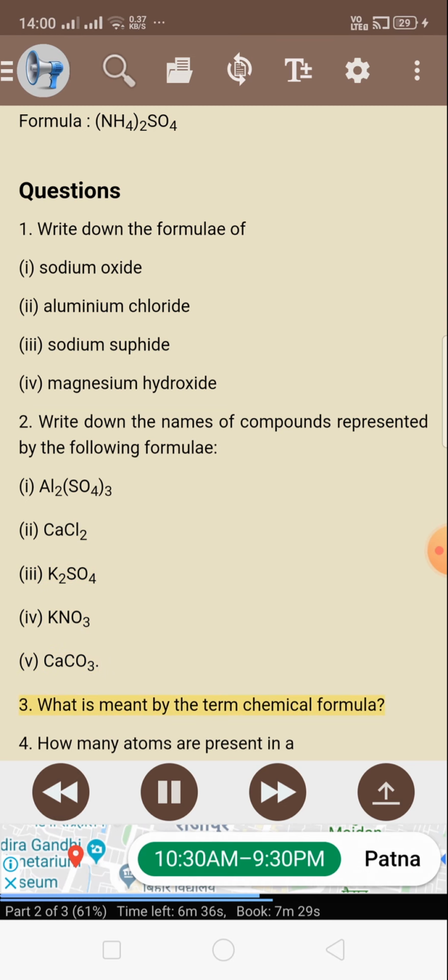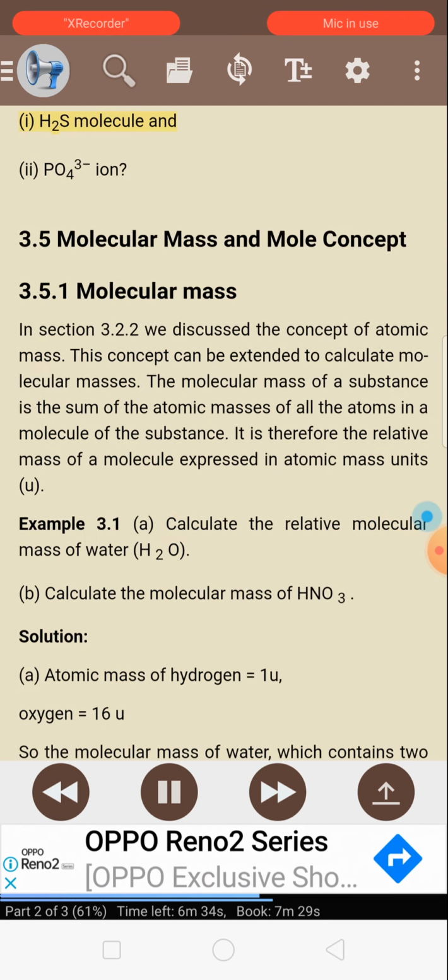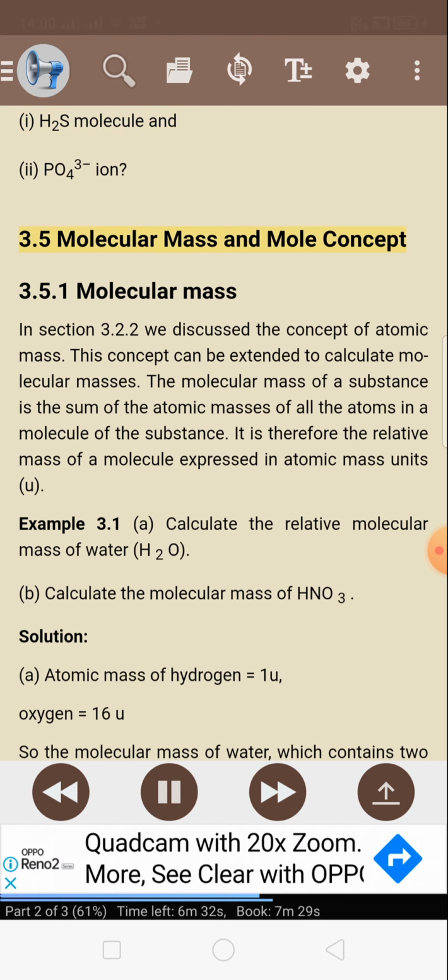V. CaCO3. 3. What is meant by the term chemical formula? 4. How many atoms are present in a I. H2S molecule and II. PO4 3- ion. 3.5 Molecular mass and mole concept.